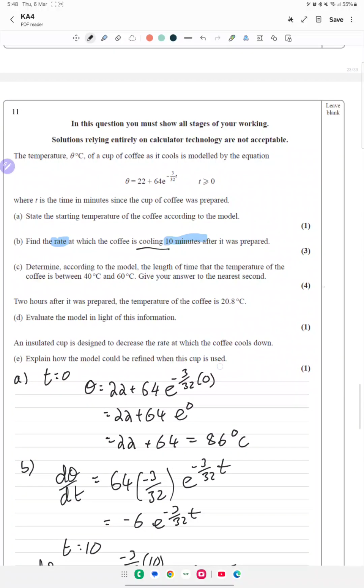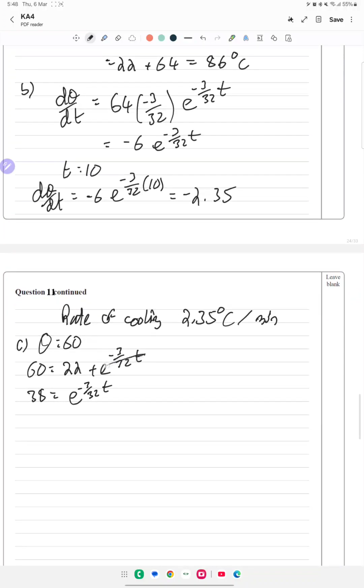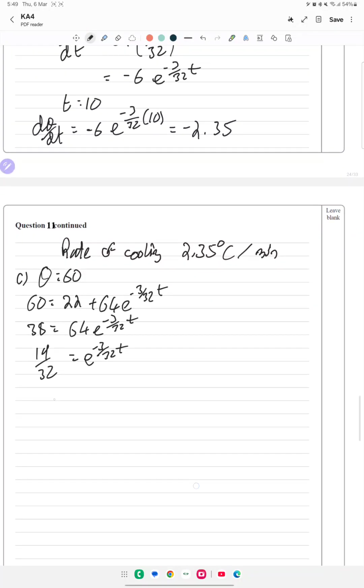Have I lost the number? Yes, I have. Oh no. And that's how easy mistakes are to make in a test. So 38 is 64 e to the minus 3 over 32t. Divide by the 64, so 19 over 32 is e to the minus 3 over 32t. So we've got ln 19 over 32 is minus 3 over 32t, and t is minus 32 ln 19 over 32 over 3.